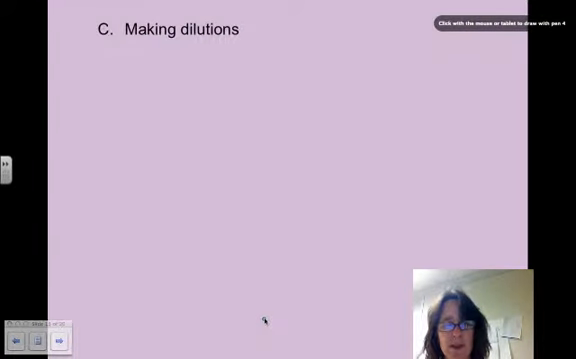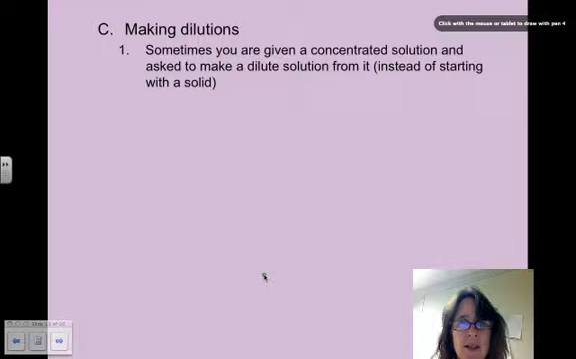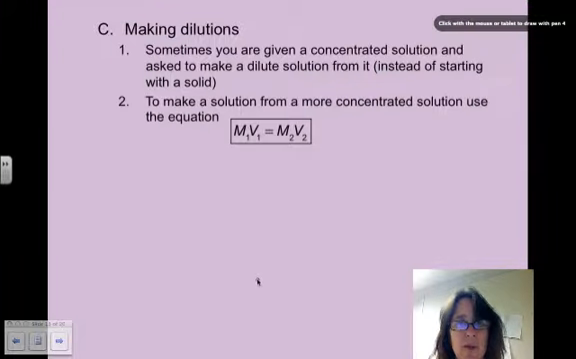Making dilutions. Sometimes you're going to be given a concentrated solution and asked to make a dilute solution from it instead of starting with a solid. In the example we looked at, you were starting with a solid and making the solution from there. Now we're going to look at a scenario where you're given the substance already as a solution, it's just more concentrated than you want it to be.